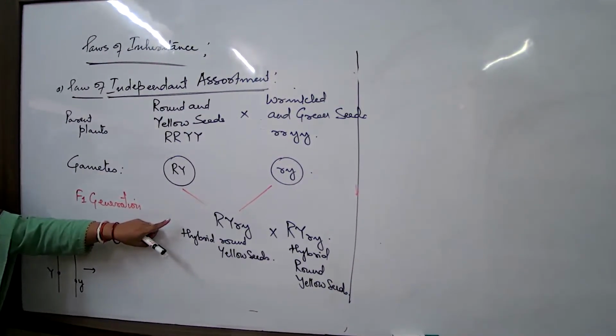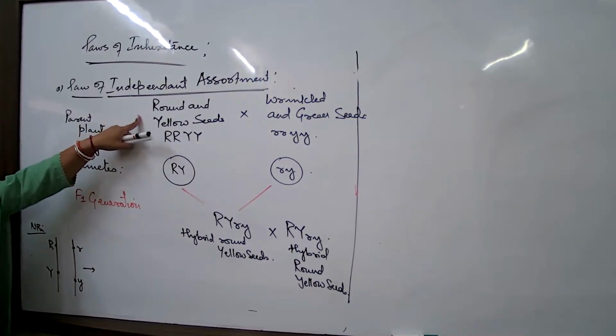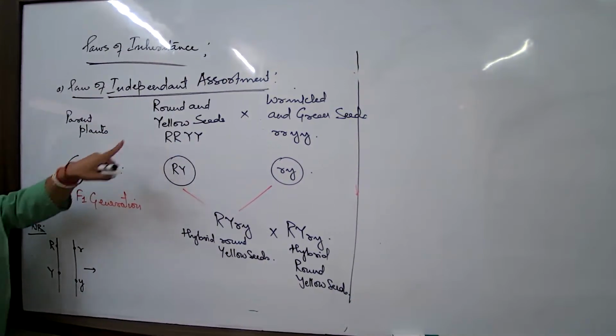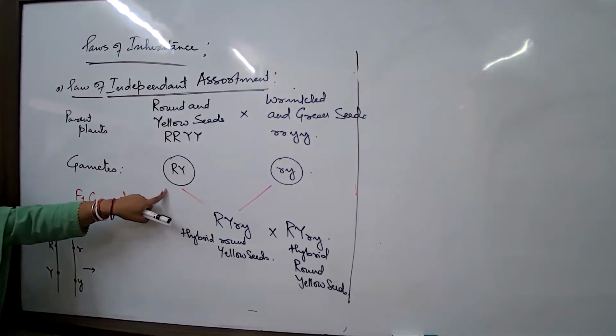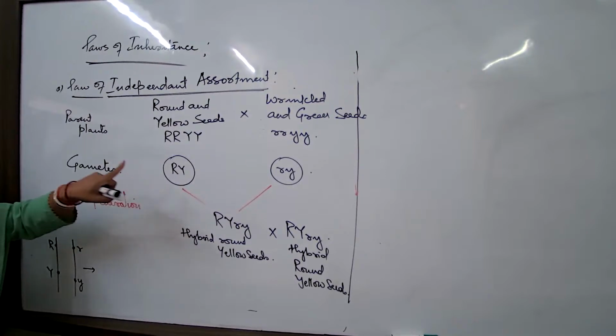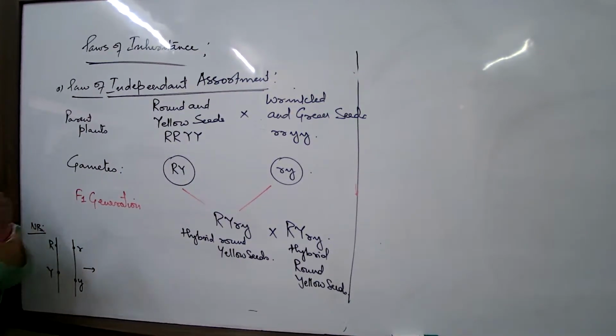DNA copying is a must, but in homozygous, why did we not take that? In homozygous, even if we consider DNA copying, the type of gametes remains the same; nothing will change. But in heterozygous, definitely we'll have to take it into consideration, because as a result of DNA copying, the combinations will change.